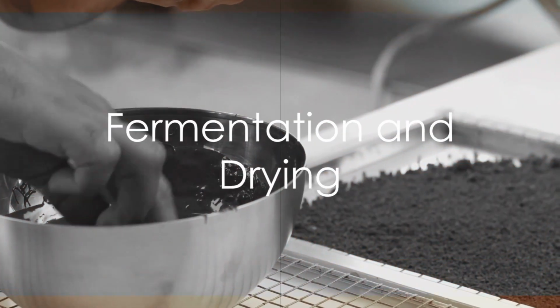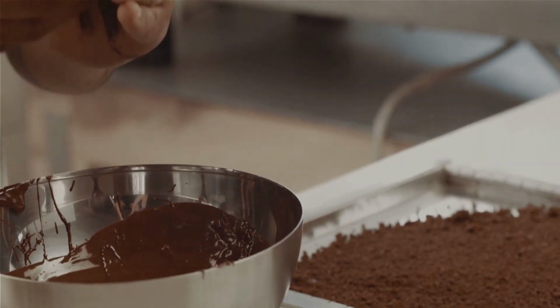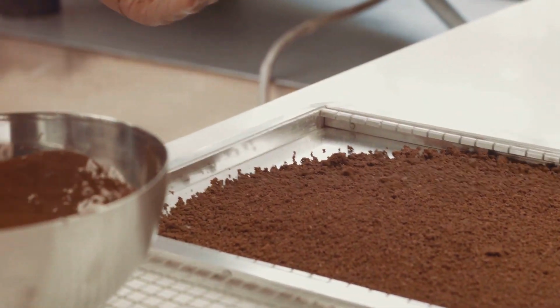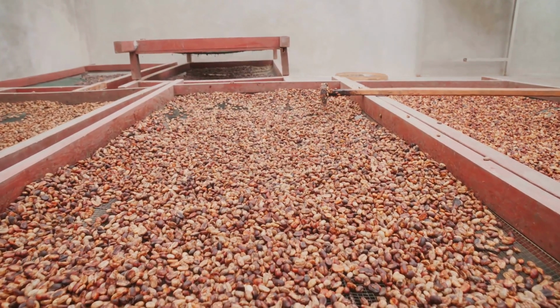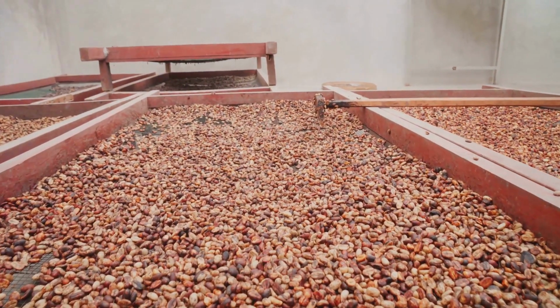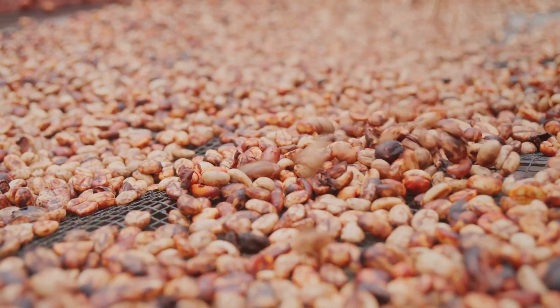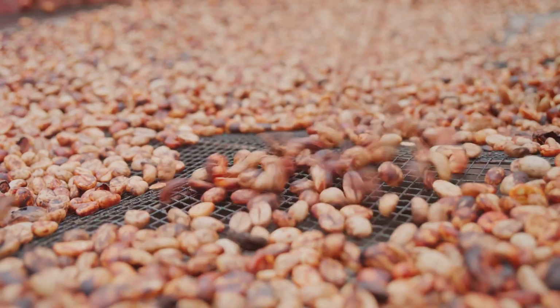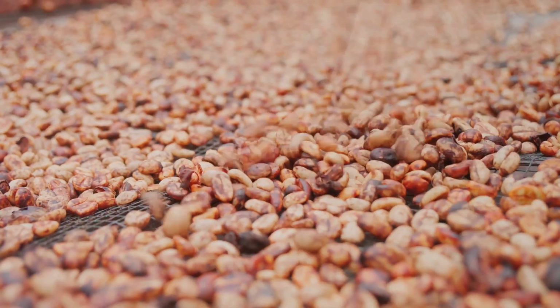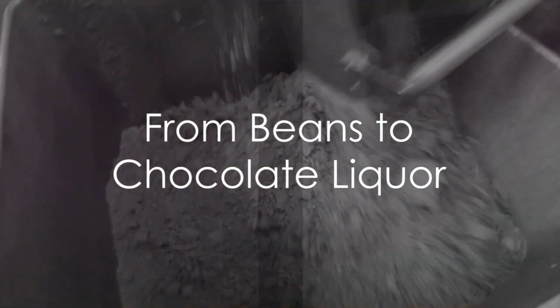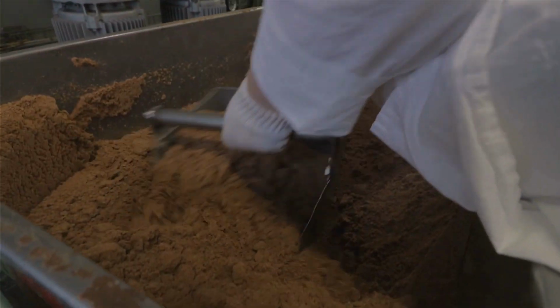Next comes the fermentation process. The beans, still covered in pulp, are left to ferment in shallow containers for several days. This crucial step develops the beans' flavor and reduces their initial bitterness. After fermentation, the beans are laid out to dry under the sun. Drying the beans stops the fermentation process and prepares them for transportation. The dried beans are then shipped to chocolate manufacturers worldwide.